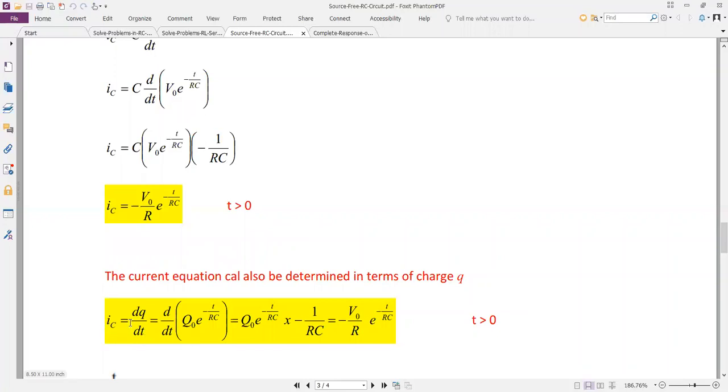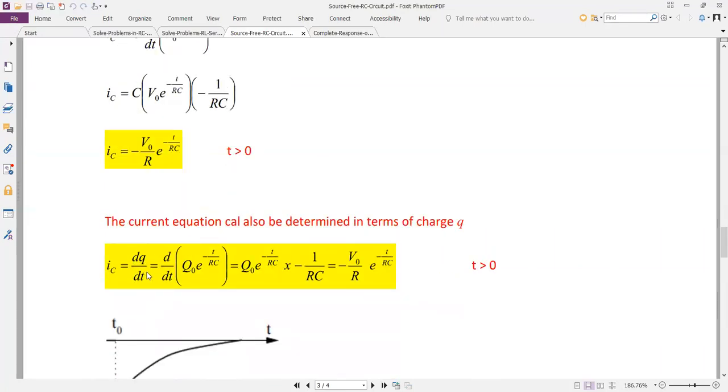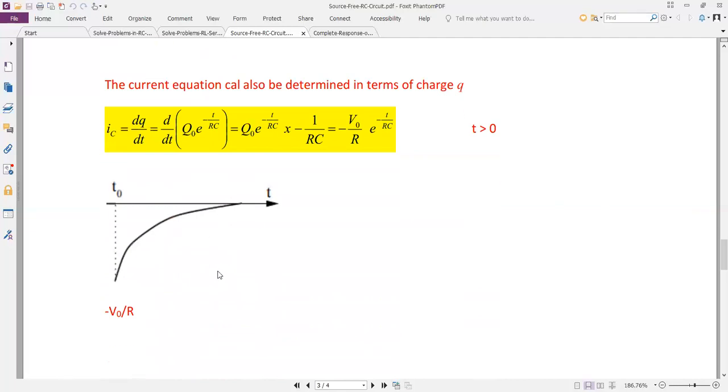The current equation can also be determined in terms of the Q. So you have the current here determined in terms of the Q. This one, the current determined in terms of the voltage. You have the voltage, this one in terms of the Q.